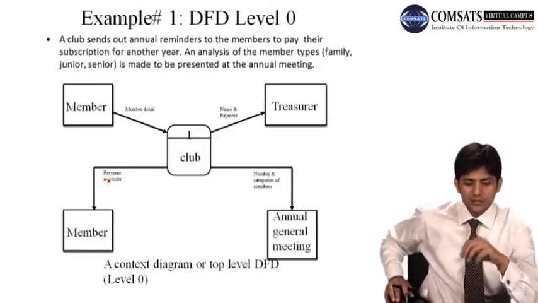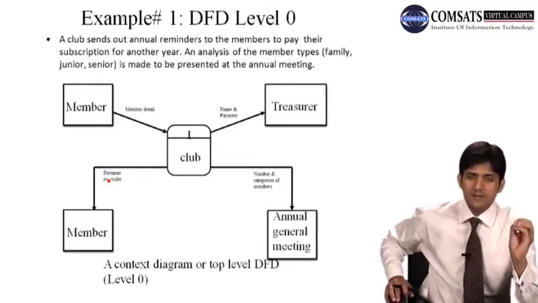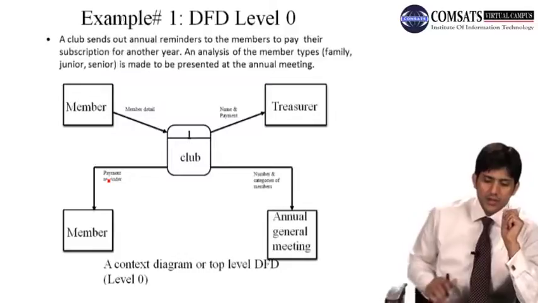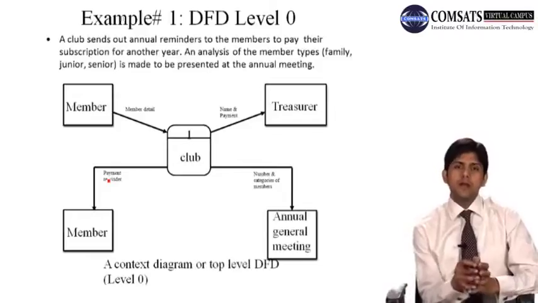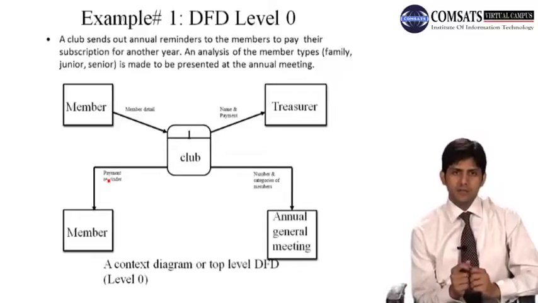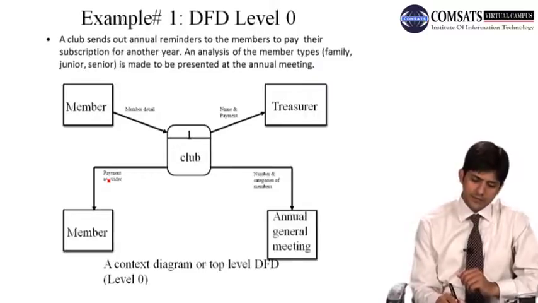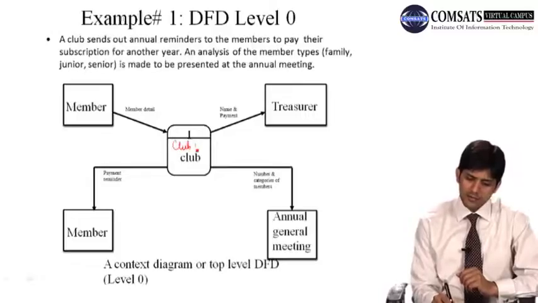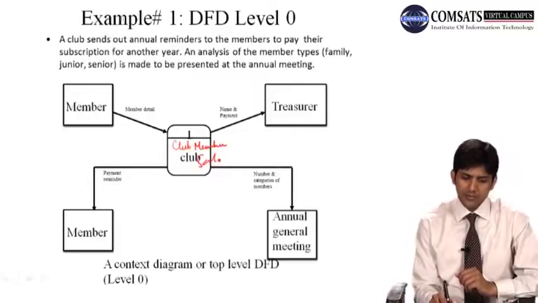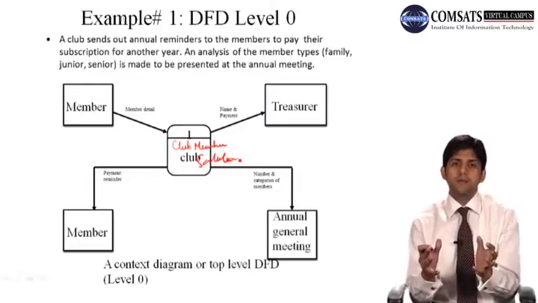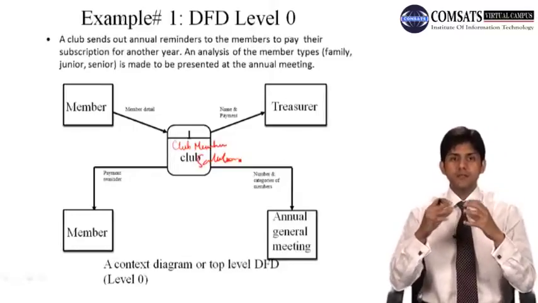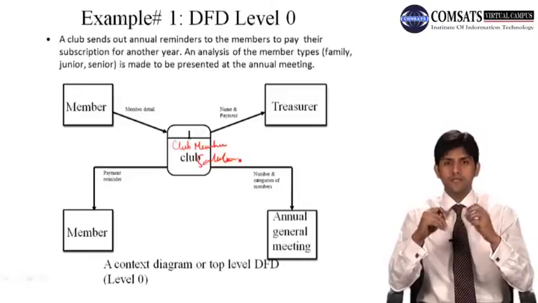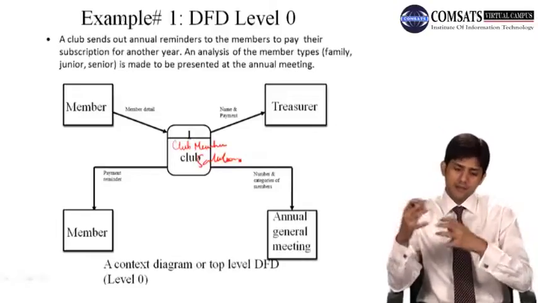A club sends out annual reminders to the members to pay their subscription for another year. Even by reading this first line, we know that the software is about a club, which deals with its members. So you can call it a club member solution or something like that. This would be the name of our main process at the context level.